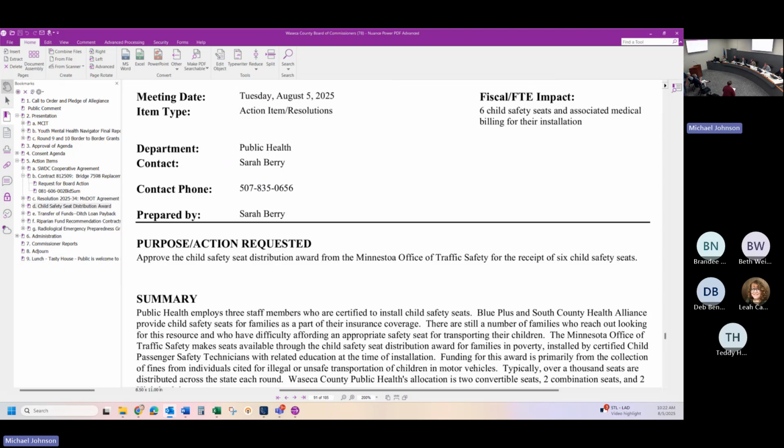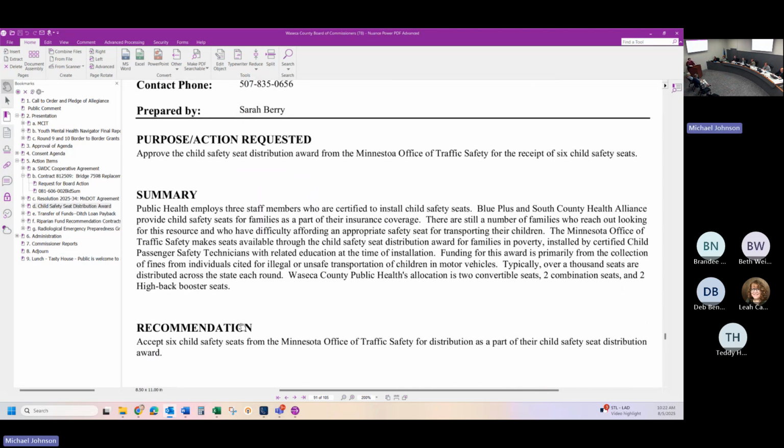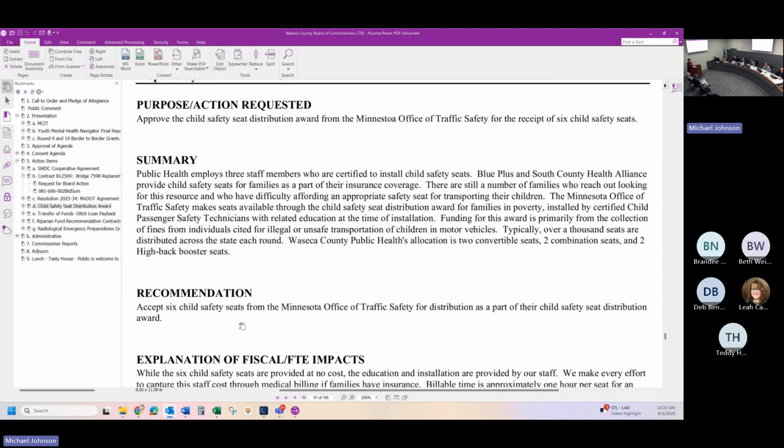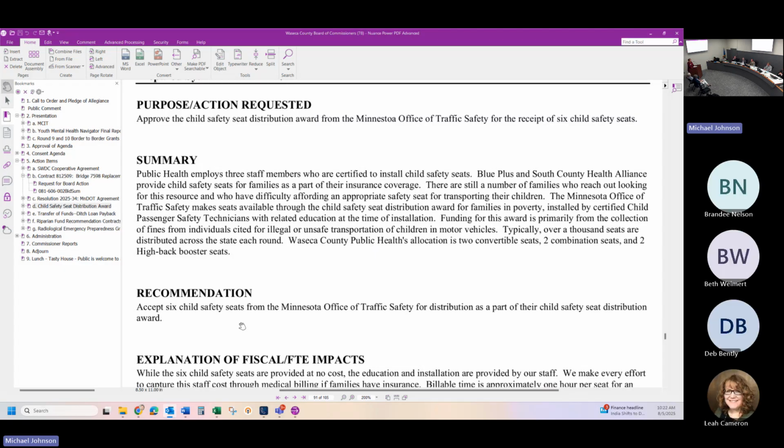Letter D, child safety seat distribution award. Commissioners, please ignore the table I just sent you. I did my spelling wrong. I am here today to request your acceptance of this child safety seat distribution award from the Minnesota Office of Traffic Safety. This year, their award is 6 child safety seats.